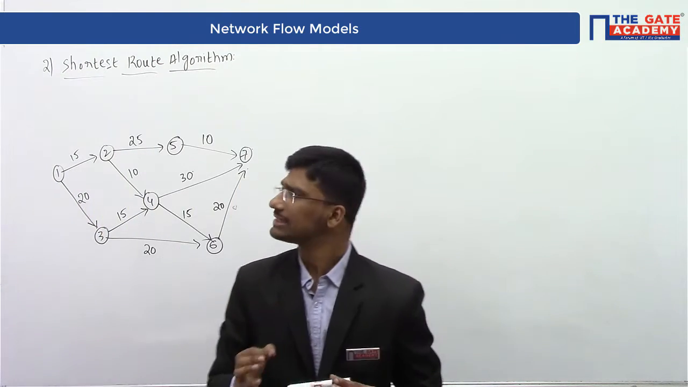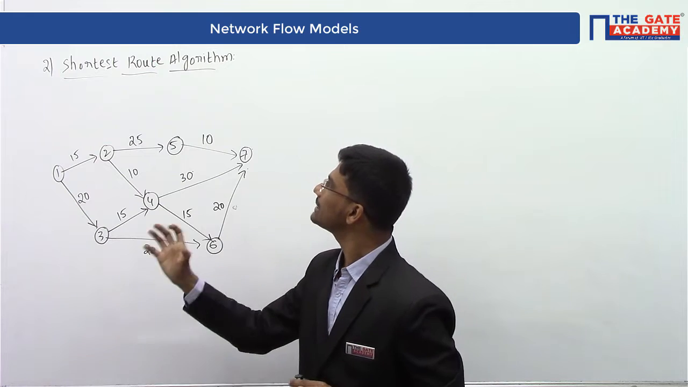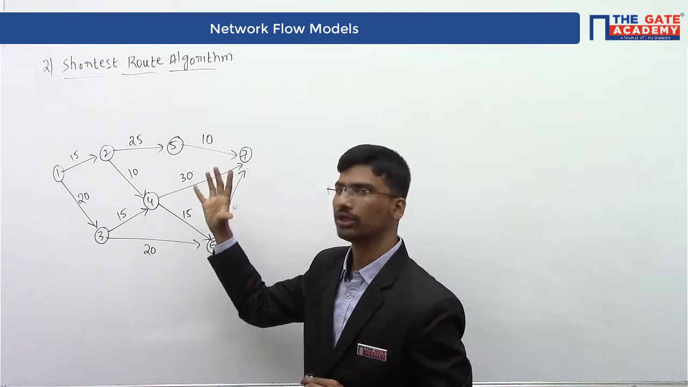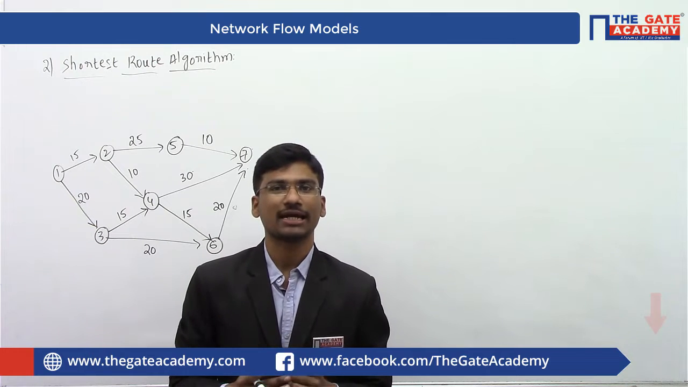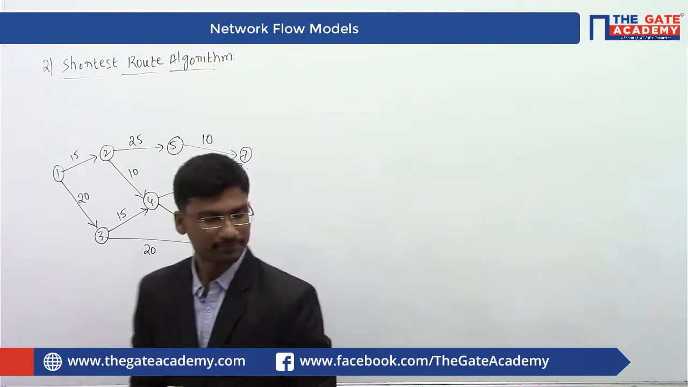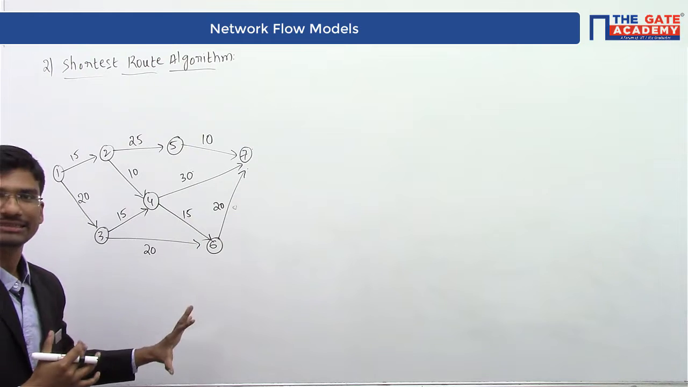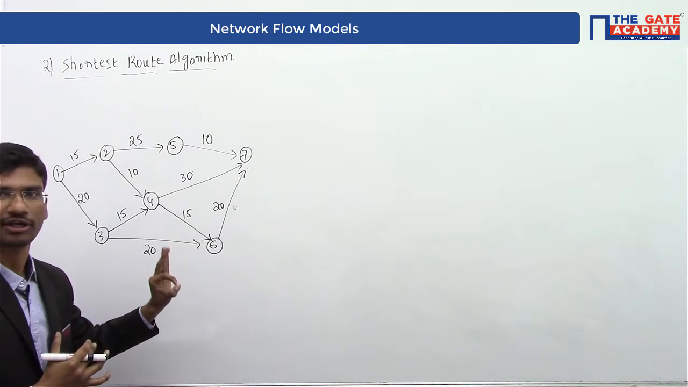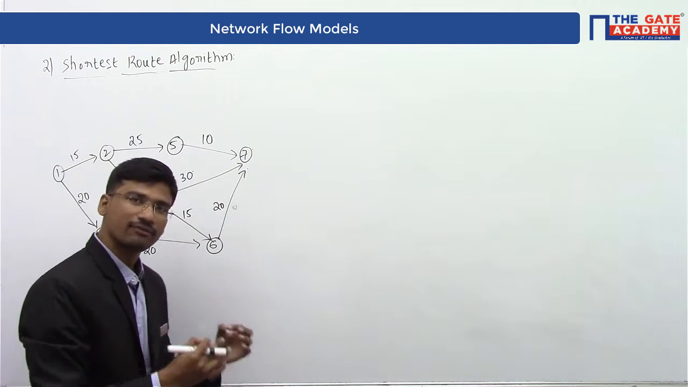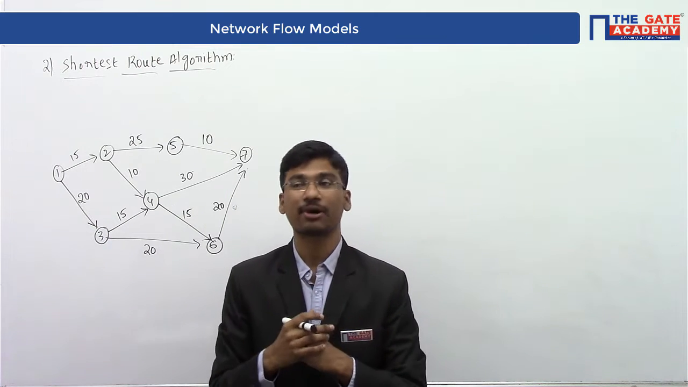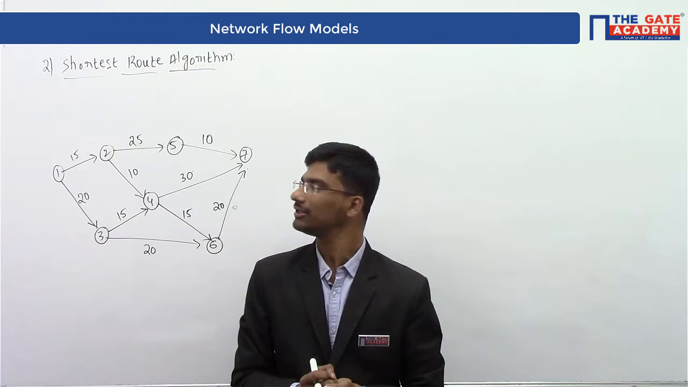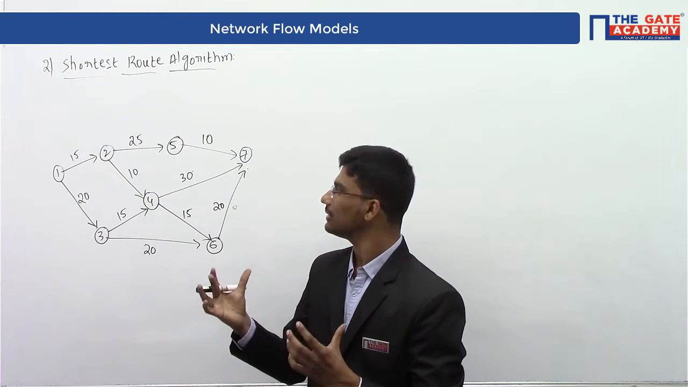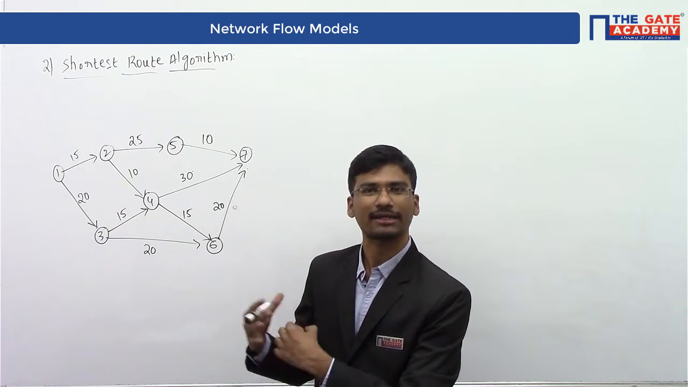Okay, so let's take an example problem to understand this particular algorithm, the shortest route algorithm. This algorithm is also known as Dijkstra's algorithm. With this example, we will try to see what the shortest path is. Now again we will try to see what the application part of this is. We have seen the application part of the minimal spanning tree algorithm, right? So we will see how it is different from the minimal spanning tree algorithm.